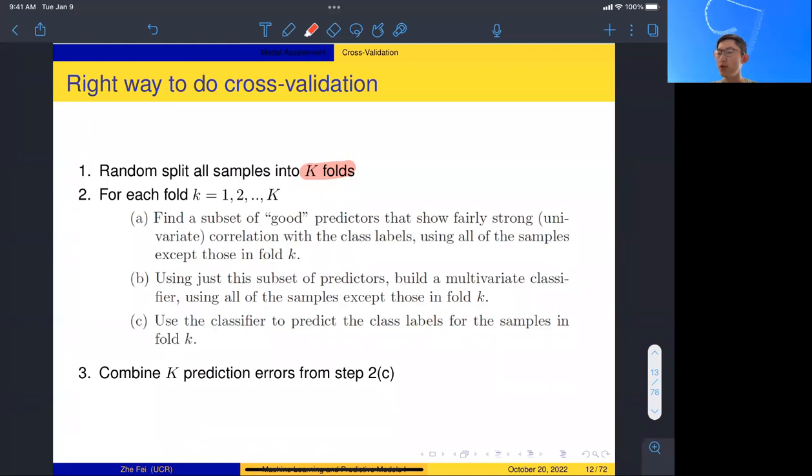And then for each of the folds, you could find a subset of good predictors, or apply any of the screening techniques, but apply them to the k-1 folds. So the k-1 folds is your training portion of the data.